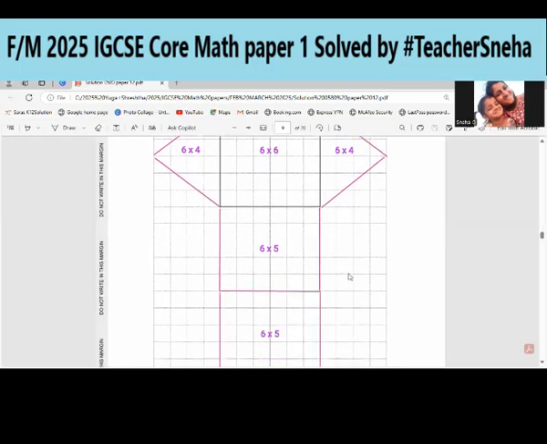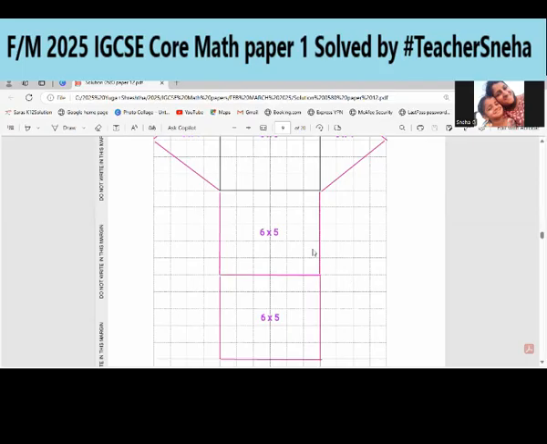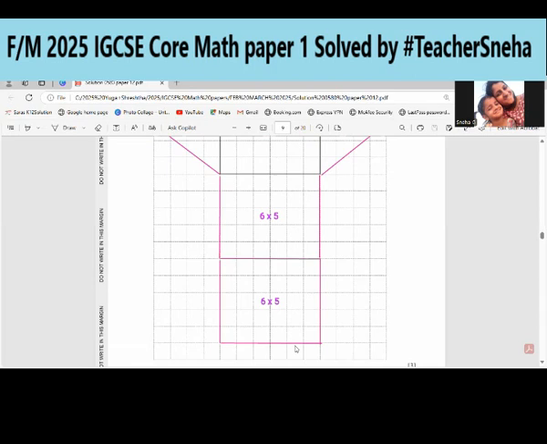Moving further, there were 2 rectangular faces also, and we had worked out the side of the rectangle was 5 centimeter, that was BC. So this is 6 centimeter already marked. I will count 5 boxes here. So 1, 2, 3, 4, 5. So it is one face of the rectangle 6 by 5, and this is the other face of the rectangle 6 by 5.